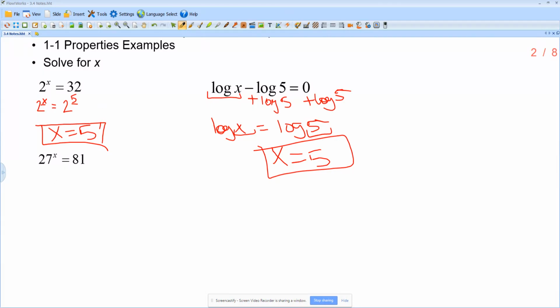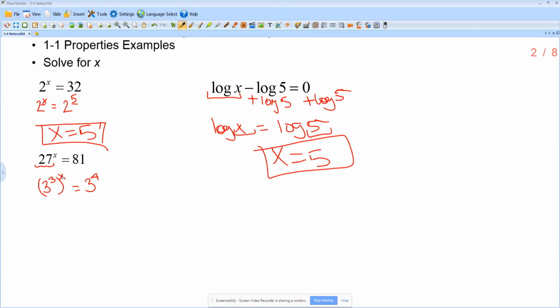All right, next, 27 to the power of x equals 81. So looking at this, there's no integer power of 27 that's going to give me 81. Like 27 to the first is 27. 27 squared is something super large and not 81. But 27 can be rewritten as 3 cubed, to the power of x. And 81 is the same thing as 3 to the 4th.